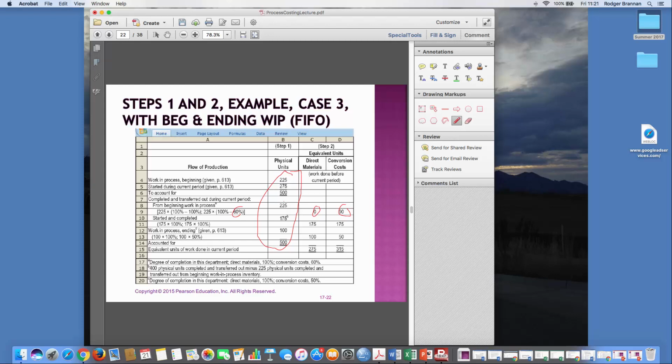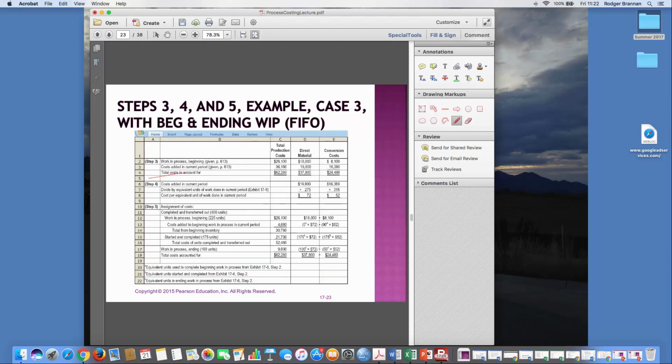Likewise, I want to take that 225, that's going to go over. And remember, the sum of these is equal to the 400. 400 units went over. So the assumption is what goes over first is what's in beginning inventory. Started and completed would get me to the 400. And then I still have the 100 units in ending inventory. Again, if they're transferred over, I did it during this time period, so the equivalent units are going to be 100%. So 175 and 175. Ending inventory will always be the same whether I'm doing it via weighted average or FIFO.